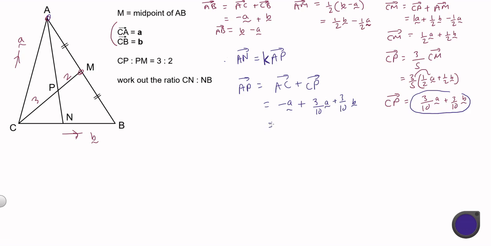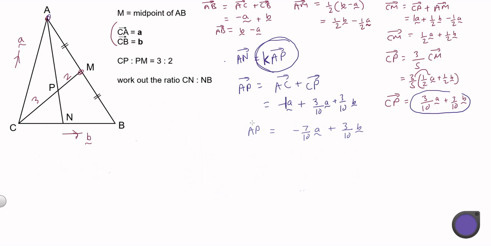I need to collect like terms now. You can put a minus 1 there, and a 1 there just to help you. You've got minus 1A plus 3/10 A. That will give you minus 7/10 A, and the B term can stay where it is. It's just by itself.